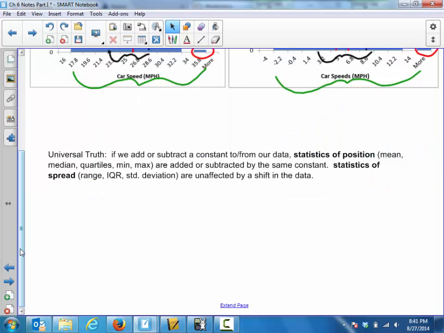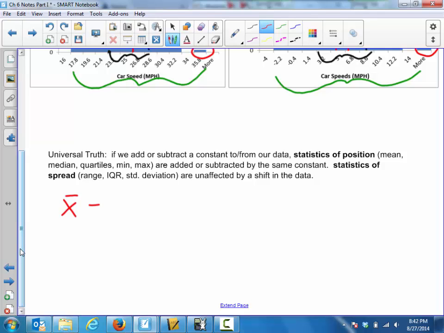So this is a universal truth. If we add or subtract a constant to or from our data, statistics of position, the mean, the median, the quartiles, the min, and the max are added or subtracted by the same constant. Statistics of spread are unaffected by a shift in the data. I think we need to write out an example of this to clarify further.